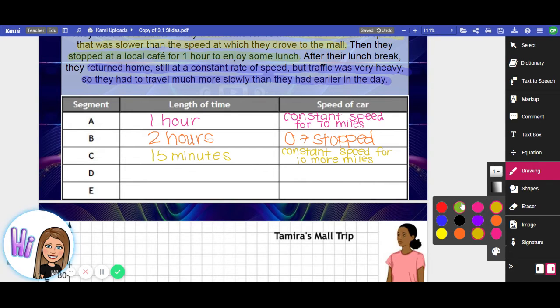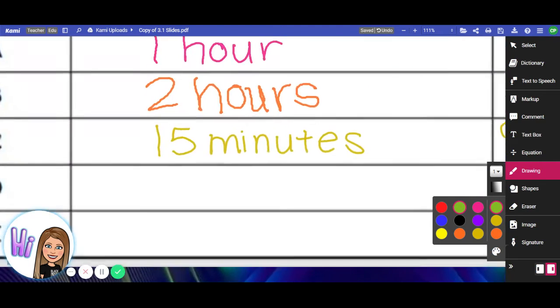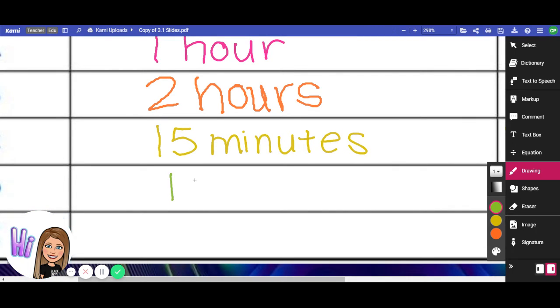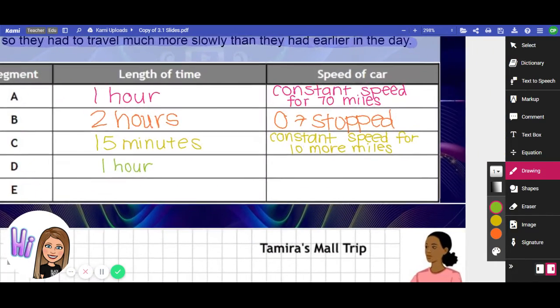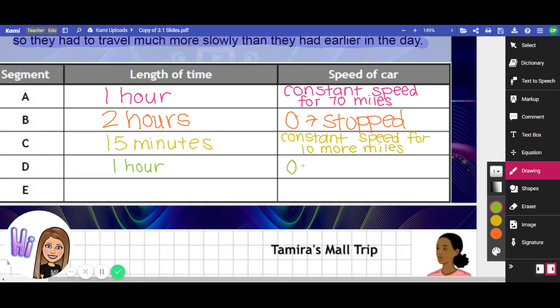The next segment says that they then stopped at a local cafe for 1 hour to enjoy some lunch. So the length of time would be 1 hour, and the speed, because they're stopped, would be 0. So just like when they were shopping at the mall, because they're stopped and they're eating now, their speed is going to be represented by 0.